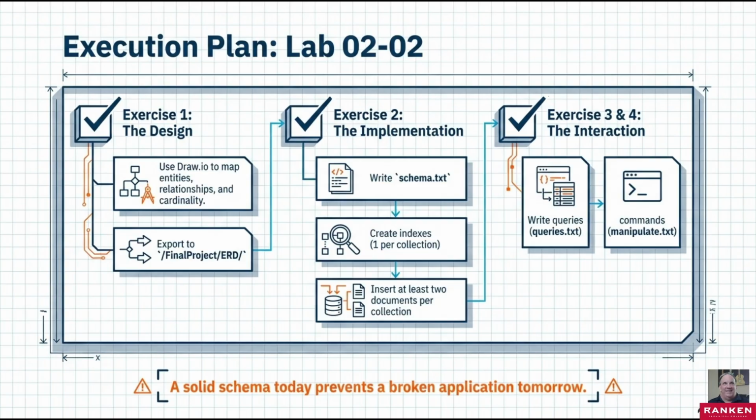So here's our plan for this lab. Exercise 1 is the design. We're going to use draw.io to map the entities, relationships, and cardinality. Then you want to put both the draw.io file and also a PNG image of that ERD in your ERD folder.